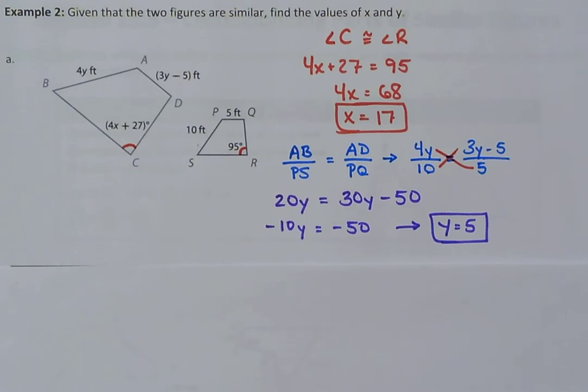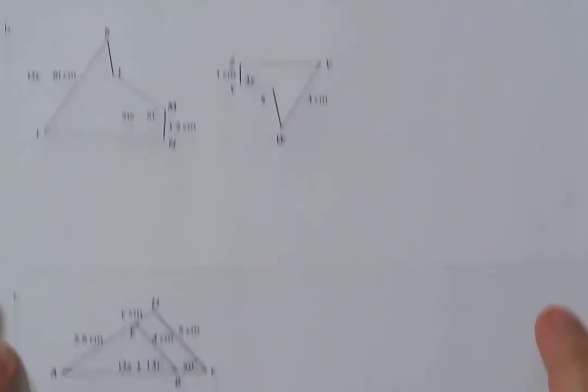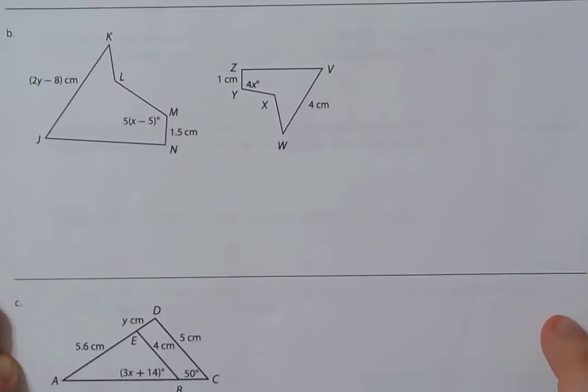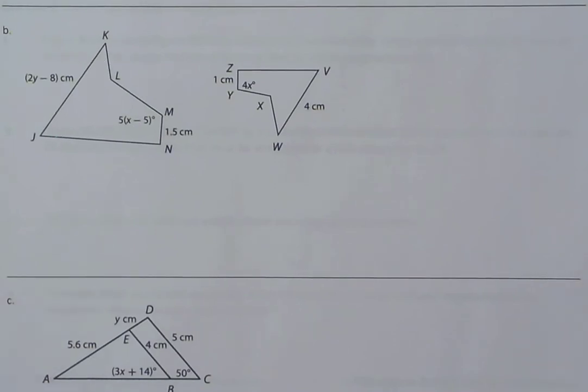Now, your goal from there is just to run through that same setup for parts B and C. I'm not going to run through every step in solving, but I will get them set up for you, and then you can solve from there. So if we look at part B for example 2, we have the shape JKLMN, and then VWXYZ. So we have these two different 5-sided shapes, and we need to go through and figure out x and y.